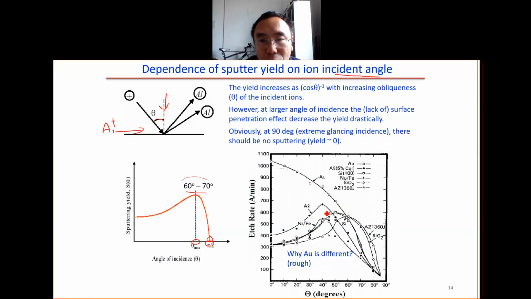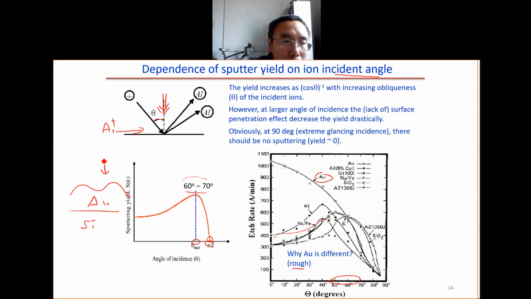So this is the experimental result. You can see for most films, we roughly follow this curve, with the maximum yield at maybe 50 to 60 degrees. The difference is for gold. Gold has higher yield at normal incidence. So why is gold different? Because it is rough. If this is the silicon and this is the gold film, and you have the argon ion here, it looks like normal incidence. But if we look at it locally, we have inclined incidence on the local film orientation.